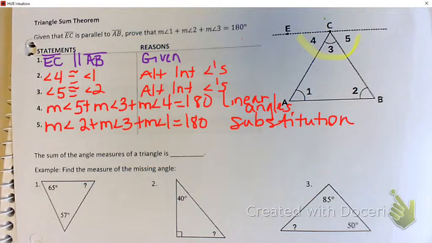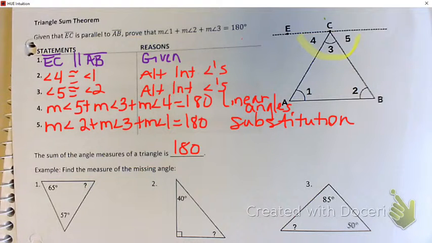Notice what I was trying to prove was that the measure of angle 1, angle 2, and angle 3 were 180 because those are the angles in a triangle. Is that what I ended up with? Yeah. Measure of angle 1 plus measure of angle 2 plus measure of angle 3 equals 180. And those are the three angles in a triangle. So that proof is just to show you that, yes, it's true, the three angles in a triangle do equal 180. Okay? And we know that that's going to equal 180.